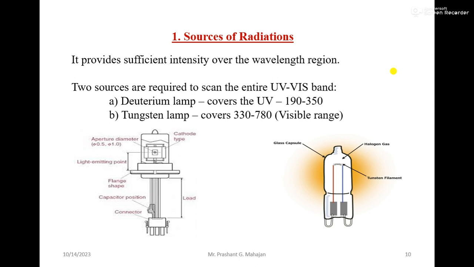For the source of radiation, if you are working in the UV region, that is from 190 to 350 nanometers, then you are going to use a deuterium lamp. And if you want to work in the visible region, you are going to use a tungsten lamp. That range is 330 nanometers to 780 nanometers.